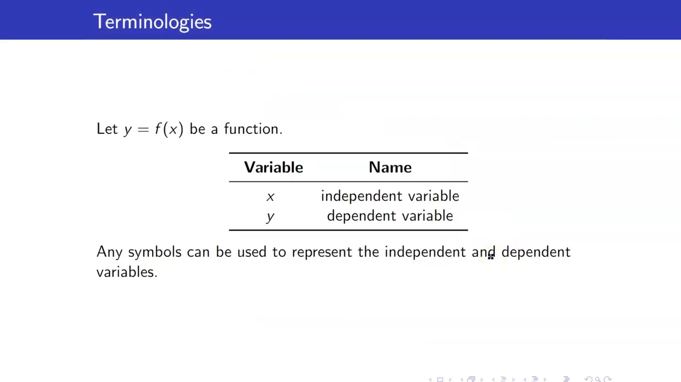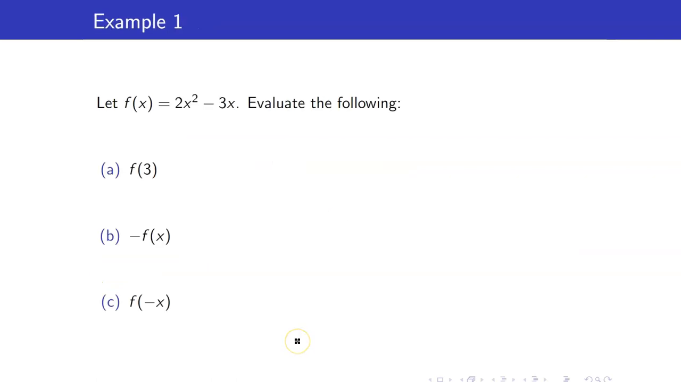Here are a few terminologies that you need to know of. Suppose that y is equal to f of x is a function. X here is an independent variable, and y is a dependent variable because y depends on the values of x. Take note that any symbol can be used to represent the independent and dependent variable.